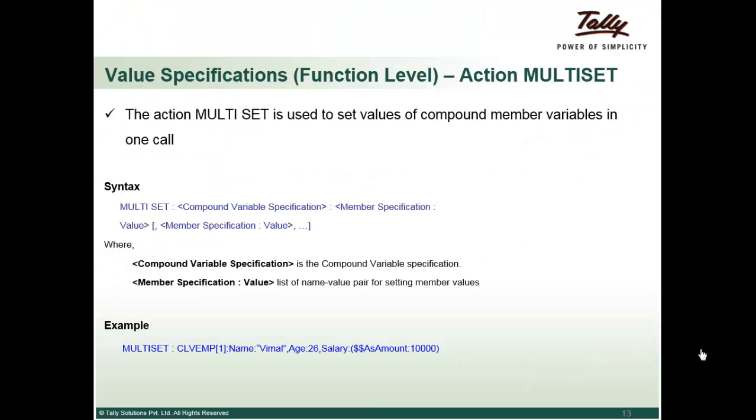So next we will see another function level action, that is multiset. So when do you use multiset? It is used whenever you want to set the values of the member variables of a compound variable in one go. So what is the syntax of it? It is multiset colon, you give the name of the compound variable and you specify the member name with the value to it. So an example is given here. So let us see how we can do it.